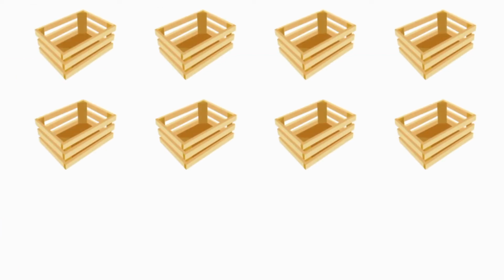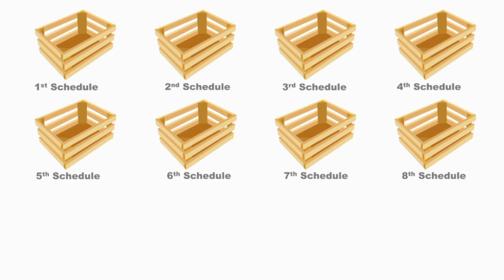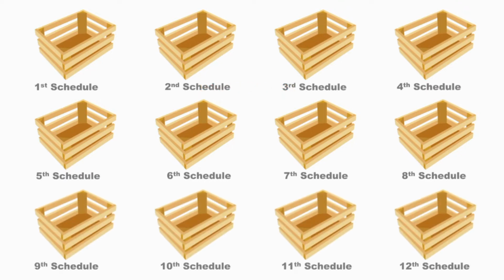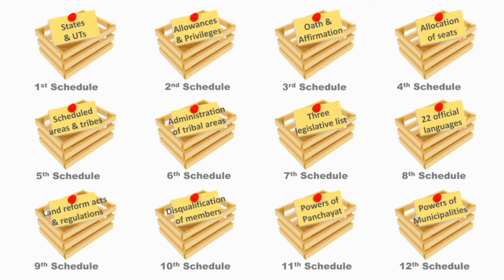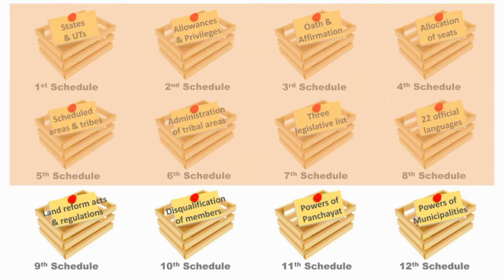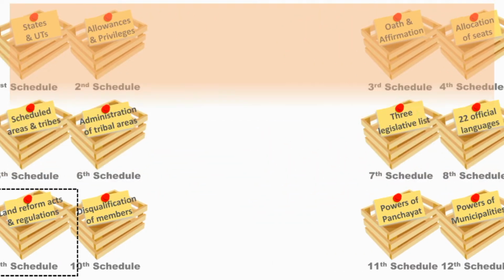In simple words, schedules contain extra information about articles. Originally, the Constitution contained 8 schedules, but at present there are 12 schedules in the Indian Constitution. Each schedule deals with a different subject. So earlier we had only 8 schedules, and by the First Amendment Act of 1951, the 9th Schedule was added. So that was a small piece of information about schedules.